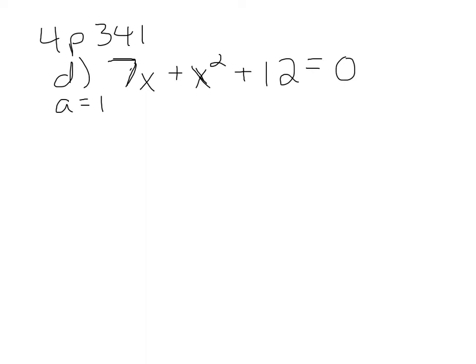If there's no x, then you would assume it to be 0. But if there's no number in front of it, you assume it to be 1. B is 7. C is 12.